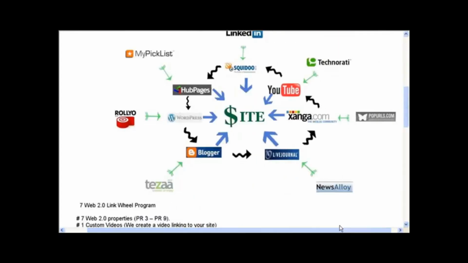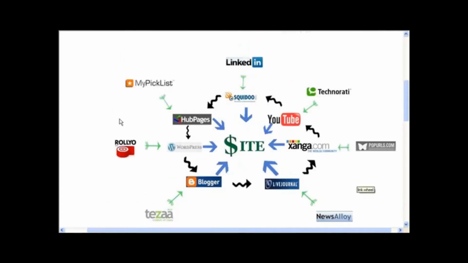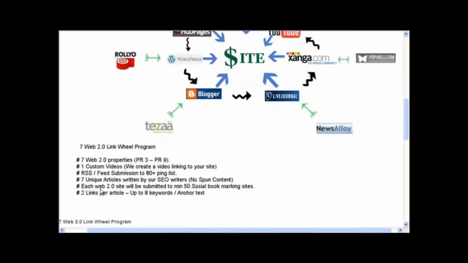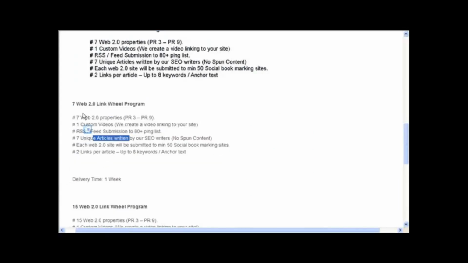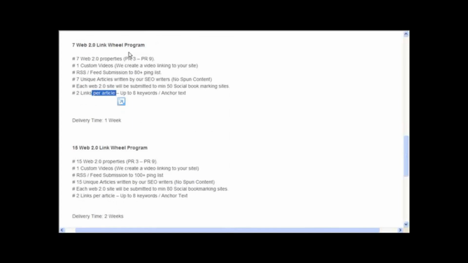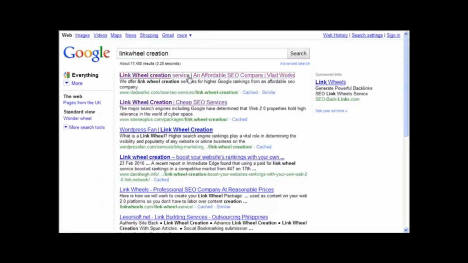However, one thing they do, which is rather nice of them, is here you are. Here's some very nice ideas for sites that you can use. So there's a number of sites here you may want to use: Xanga, LiveJournal, NewsAlloy, and so on. So some good ideas here. But you can see what they do is they offer, they're not going to be cheap, because you get 7 unique articles written, 7 Web 2.0 properties, 1 custom video, your RSS feed submitted, social bookmarking of each site, and 2 links per. So yeah, they do a lot for you, but I imagine it's fairly pricey because they don't show you a price. So let's go back and have a look at another one. Let's just click on this one and see what this one says.